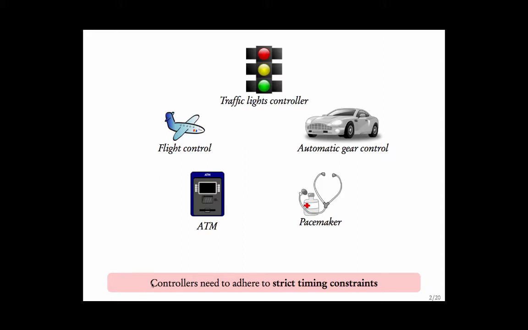In particular, controllers need to stick to strict timing constraints. For example, a controller, say for example this automatic gear control, when a request for gear change is made, the response should be within a certain time limit. A controller for a pacemaker should listen to heartbeats and respond if there is no signal within a certain time limit. So clearly, many of the safety critical systems that we see around us have strict timing constraints.